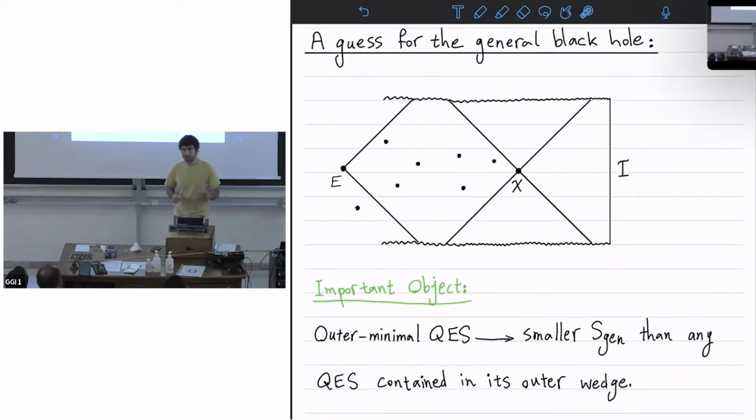So this guess is motivated by the realization that the outer minimal quantum extremal surface satisfies something. The notion of outer minimal quantum extremal surface, remember, was a quantum extremal surface that didn't have any other quantum extremal surface with smaller S_gen in its outer wedge. And okay, Ben has a question.